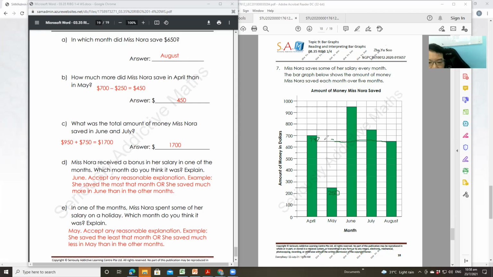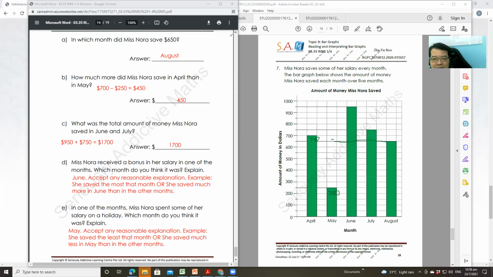For E, in one of the months, Miss Nora spent some of her salary on a holiday. Which month do you think it was? Okay, so the answer is May. What would be a reasonable explanation? Well, one of it is she saved much less money in May than in other months. So obviously she has spent a lot of money. Okay. All right. So we are done for this booklet.